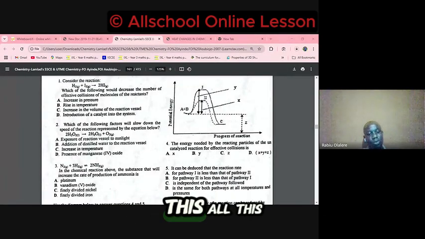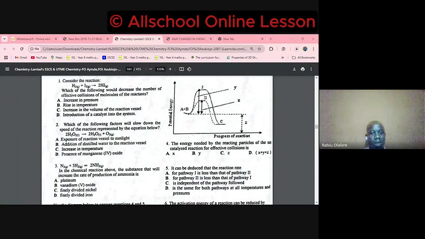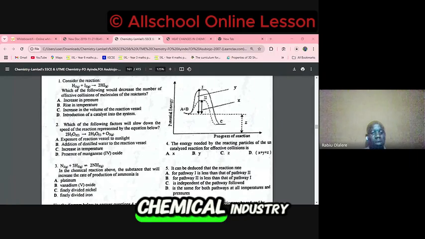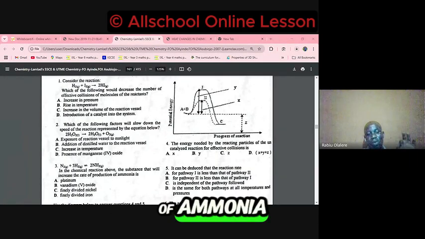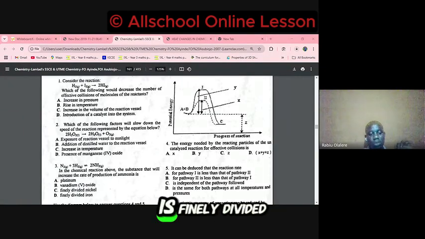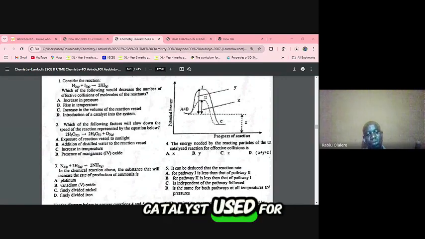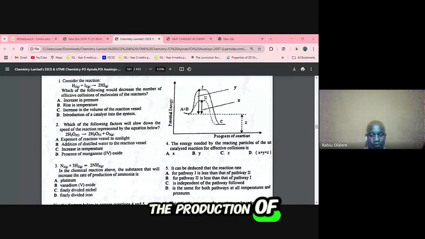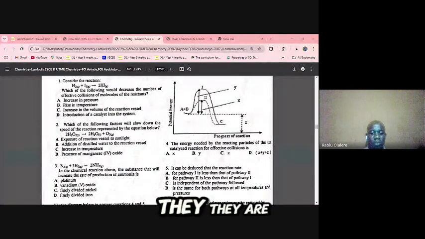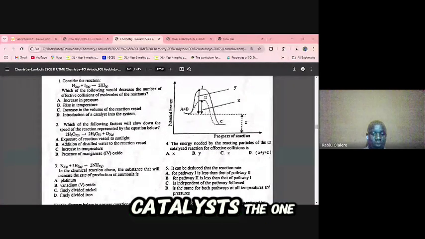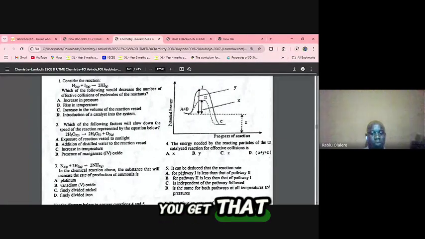We'll talk about all this later, because we still look into catalysts under chemical equilibrium. So in the Haber process, production of ammonia, the catalyst used is finely divided iron. That's the catalyst used in the production of ammonia. I believe you get that. So all the four substances are catalysts. The one that is used in the Haber process is iron. Do you get that?